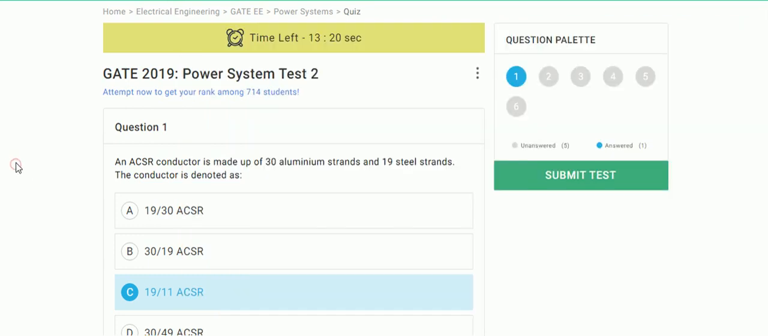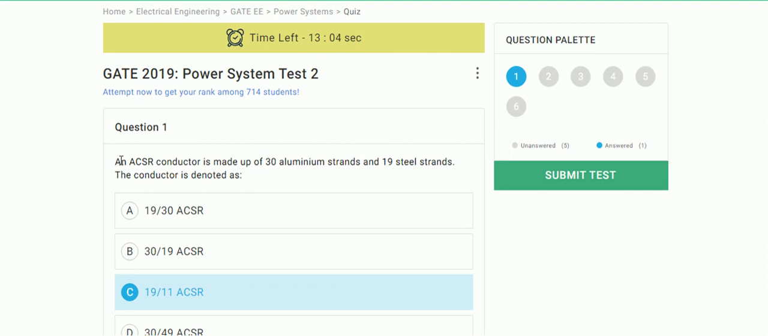Okay, so the test has already started. The time is 15 minutes. Now, here is the first question. An ACSR conductor is made up of 30 aluminum strands and 19 steel strands. The conductor is denoted by.